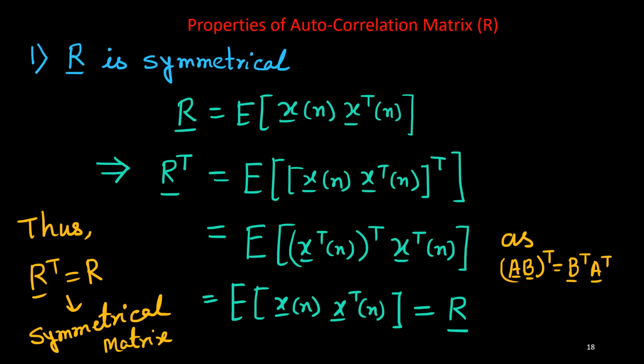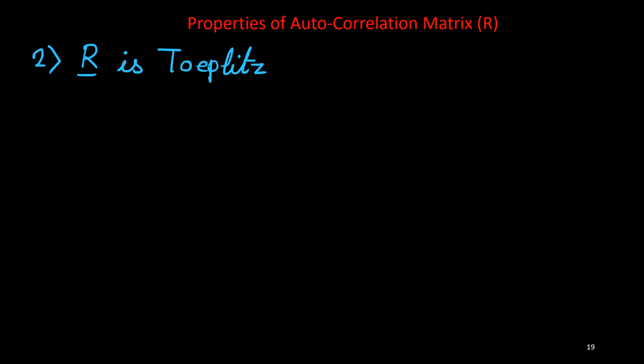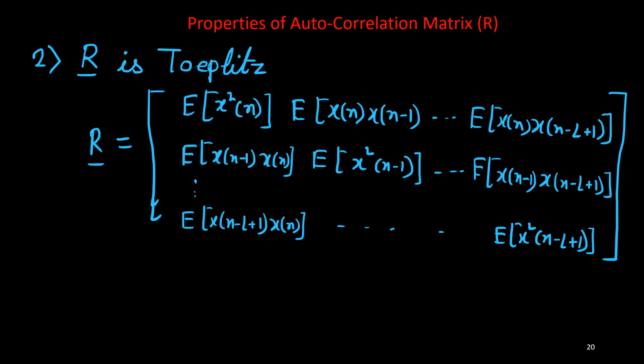The next one: R is a Toeplitz matrix as well. We understand R as this matrix, which we have seen. The first element is the expected value of x square n. Next is x[n] x[n minus 1]. The last one is x[n] x[n minus L plus 1]. And similarly the second row, third row, and last row.